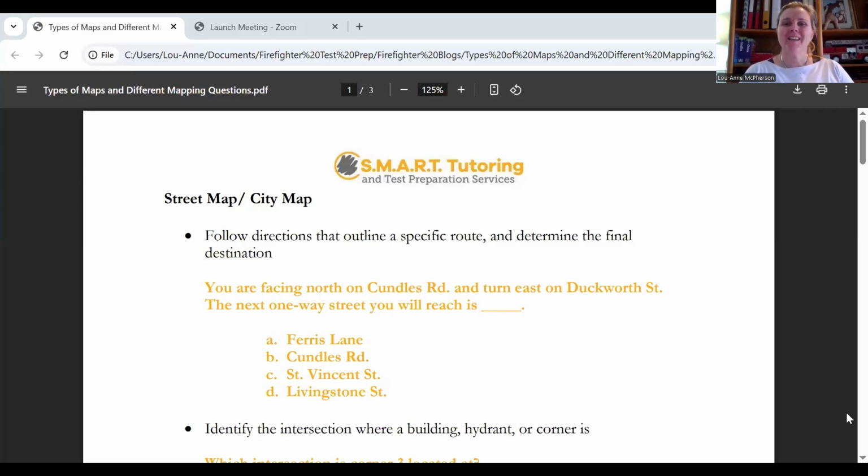Hi, everyone. This week we're going to be looking at firefighter test map questions. I'm going to take you through the different types of maps you might see on a firefighter test and all of the questions that are associated with them. Grab a pen and paper. You might want to take notes in this tutorial.